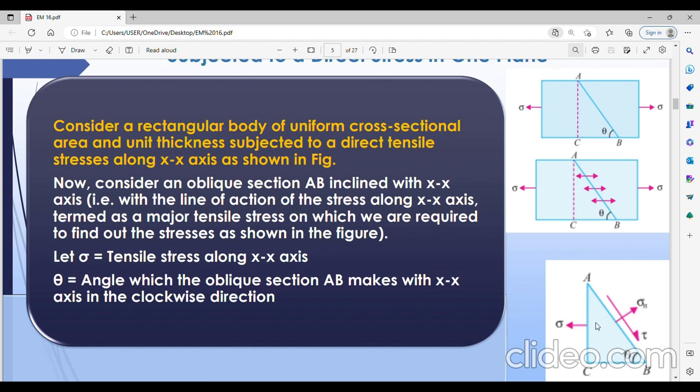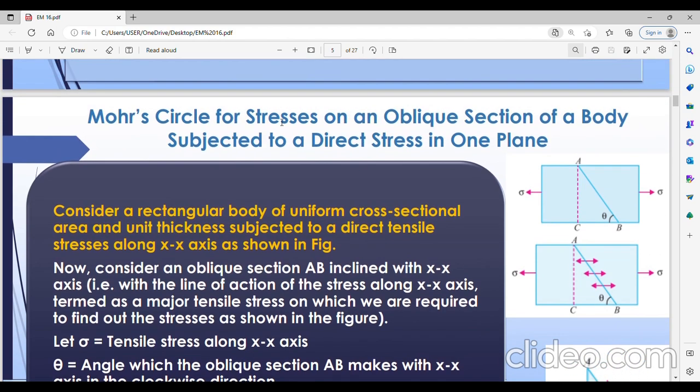This is the first example in which an oblique section is there. A, C, B is the oblique section having theta as the angle of obliquity, that is, the angle of the triangle forming the section. Sigma is acting in the xx direction, on the face AC, and sigma n is the normal stress acting on the face AB, and tau is the shear stress acting on the face AB. So we are going to draw the Mohr's circle for stresses in an oblique section of a body subjected to a direct stress in one plane only, that is sigma.